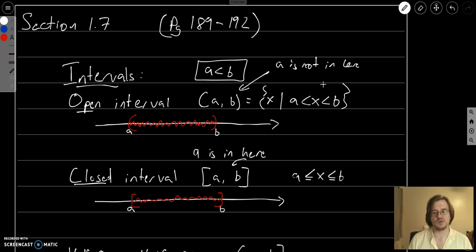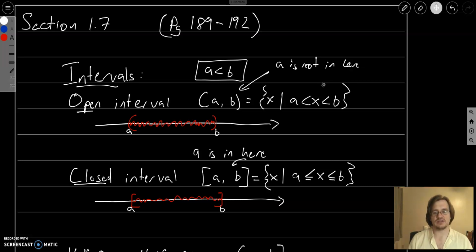For an open interval with parentheses, we stop just before a and b. In the closed interval, we include both a and b. Again, this will be the set of all x that satisfies a is less than or equal to x, which is less than or equal to b.